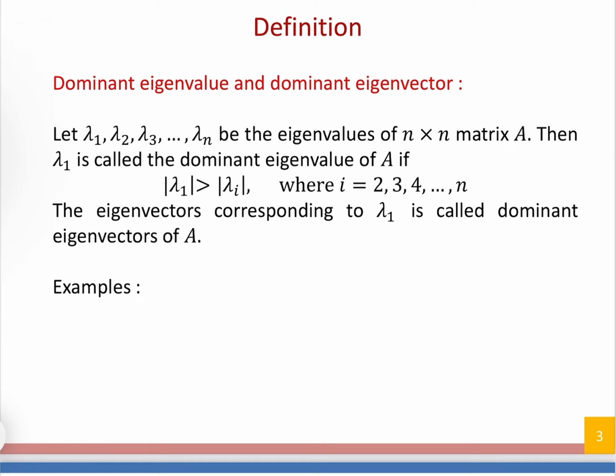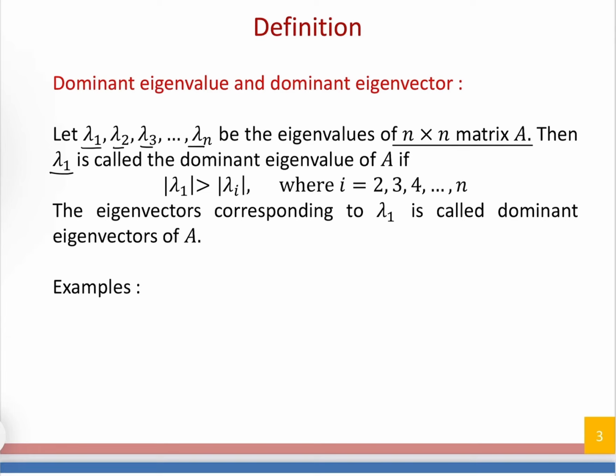Firstly, let us define dominant eigenvalue and dominant eigenvector. Let us consider an n cross n matrix A, and let lambda 1, lambda 2, lambda 3 and so on lambda n be eigenvalues of this matrix A. Then lambda 1 is called the dominant eigenvalue of A if absolute value of lambda 1 is strictly greater than absolute value of lambda i, where i is equal to 2, 3, 4 and so on n. The eigenvectors corresponding to lambda 1 are called dominant eigenvectors of A.